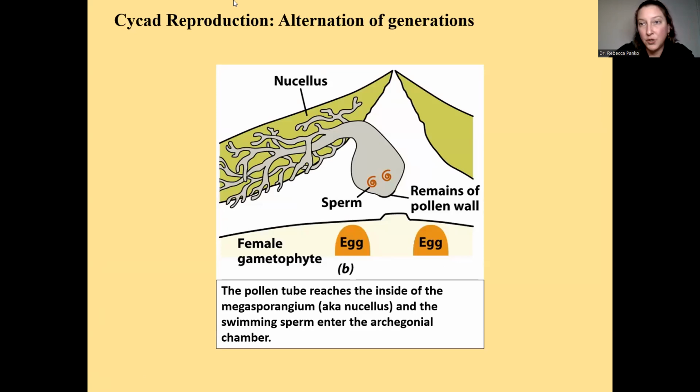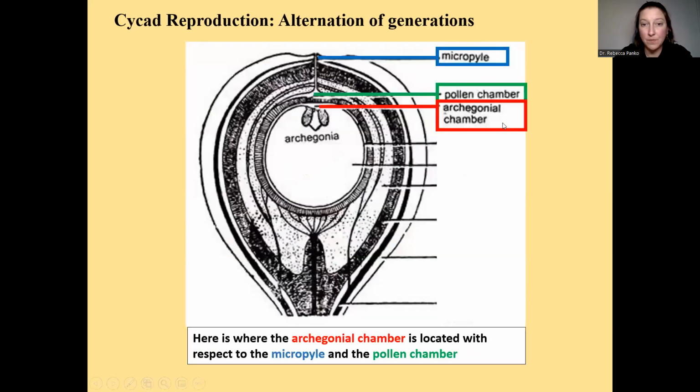Now this pollen tube cell has grown through the wall of the Microsporangium. So look, the pollen tube reaches the inside of the Microsporangium, and the swimming sperm enter what's called the archegonial chamber. So now they are officially inside of the Microsporangium.